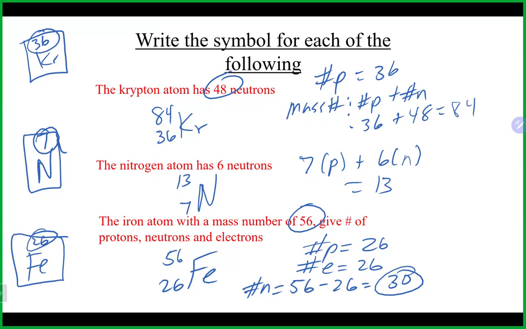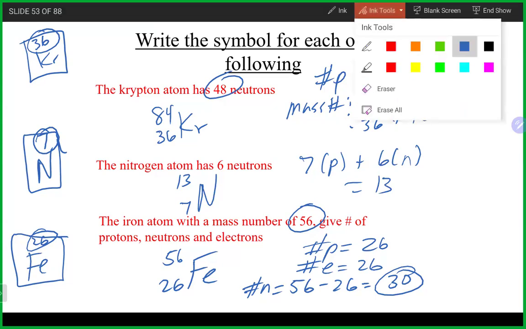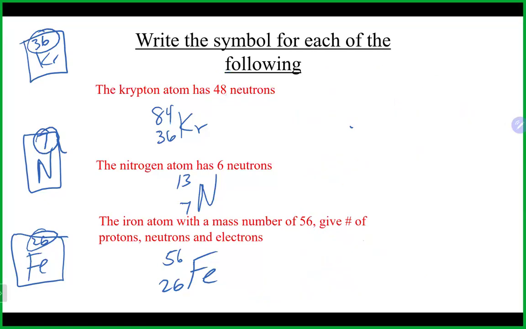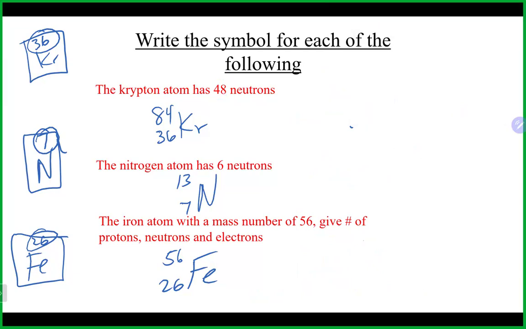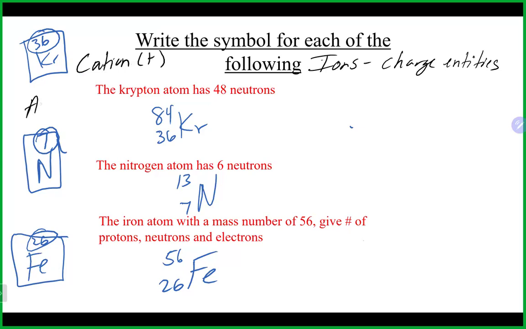Any questions on that? So what happens if something did have a charge? Things that do have charges are what are referred to, as we'll see a little later on in this chapter, so kind of a preview a little bit early here, as ions. These are things with charges. There are really two types of ions that we come across: cations, which are positively charged, and anions, which are negatively charged.